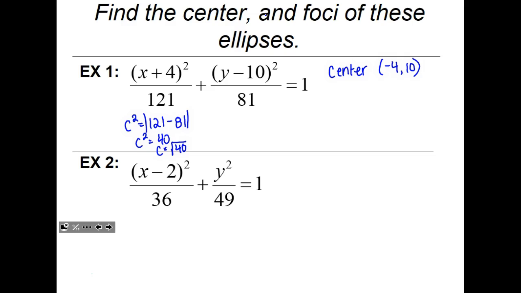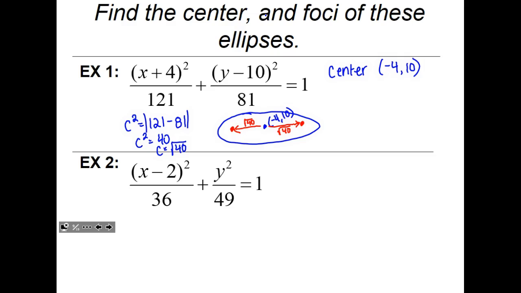So in this case, I get c equals the square root of 40. My center is at -4, 10. This is a wide ellipse. And so that center is right there at -4, 10. So what I'll do is I'll go to the left, square root of 40, and to the right, square root of 40. And that will give me my 2 foci.